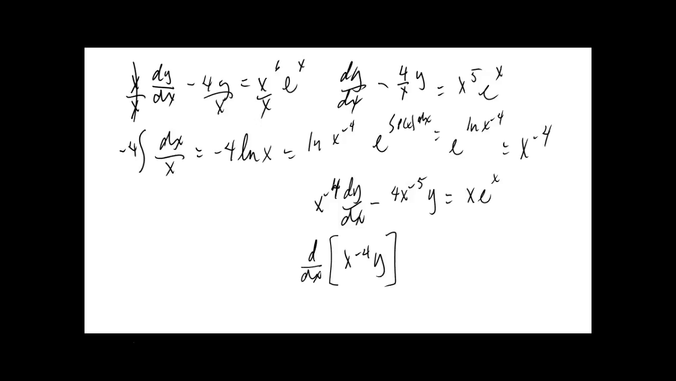Let's take the derivative of this. Well, the derivative of this would be minus 4 x to the minus 5 times y. Sure enough there. Plus x to the minus 4 dy dx. Yes. So that is d by dx of that. Okay? And this is equal to x e to the x. All right.